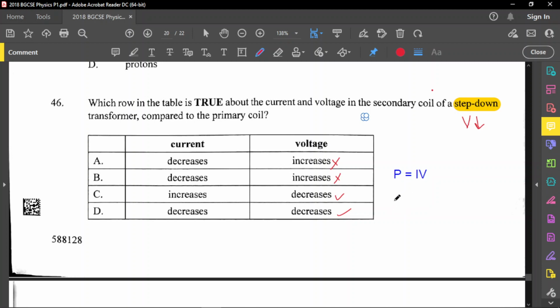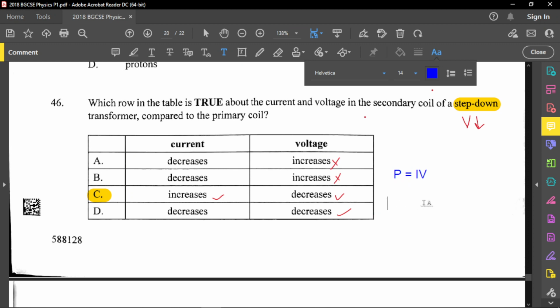I'm going to show you an example. C is going to be your answer, because if you decrease the voltage, you must increase the current to compensate for the same power. That means this must be true. Let me show you a quick thing. Let's say I have 2 as my current and I multiply by 3 as my voltage. What I get there is 6.